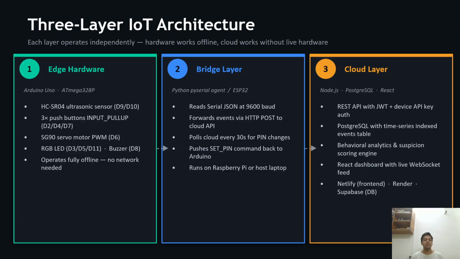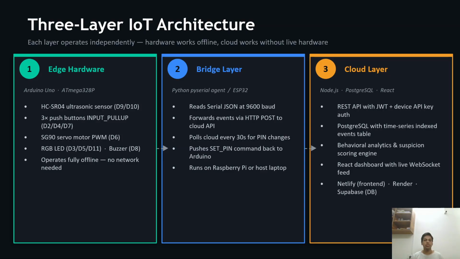Three-layer IoT architecture. Smart Lock IDS solves all three gaps through a three-layer architecture. Layer 1 is the edge hardware, the Arduino Uno running on the Atmega 328P chip. This handles everything in real time: detecting someone with the ultrasonic sensor, accepting pin entry through the three buttons, driving the servo motor to physically open or close the lock, and giving feedback through the RGB LED and buzzer. This layer works completely offline. Even if the internet is down, the door is still functioning.